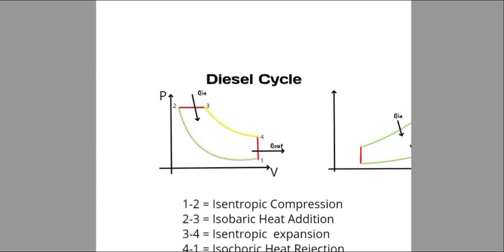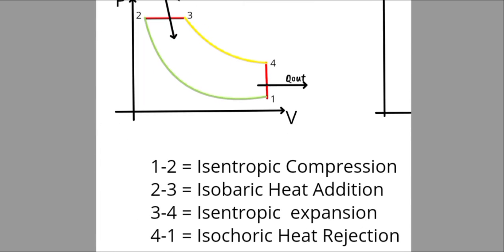First of all, the process 1 to 2 over here is the isentropic compression. That is the adiabatic and reversible compression. Whenever we have isentropic, the formula that we use is PV raised to power gamma equals constant, and T1 V1 raised to power gamma minus 1 equals a constant C. So that is the isentropic compression. And here is where we have our compression ratio, and we need to note that the compression ratio in diesel cycles is usually way larger than in Otto cycles.